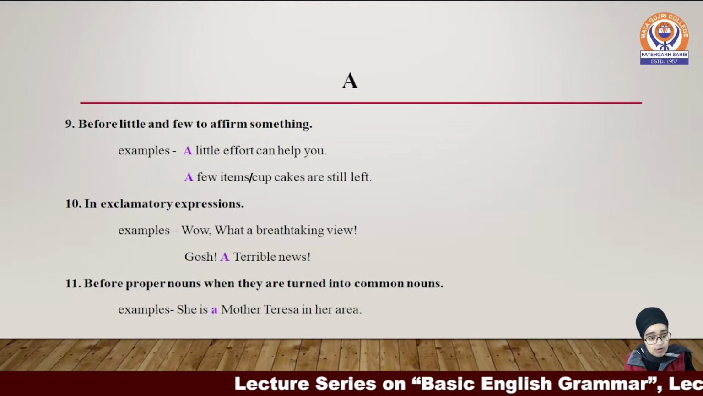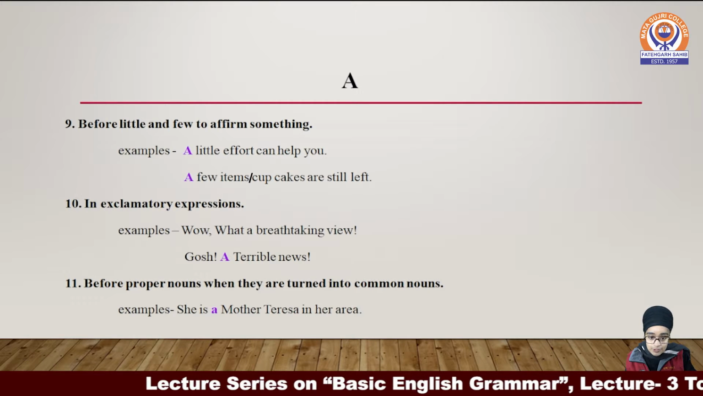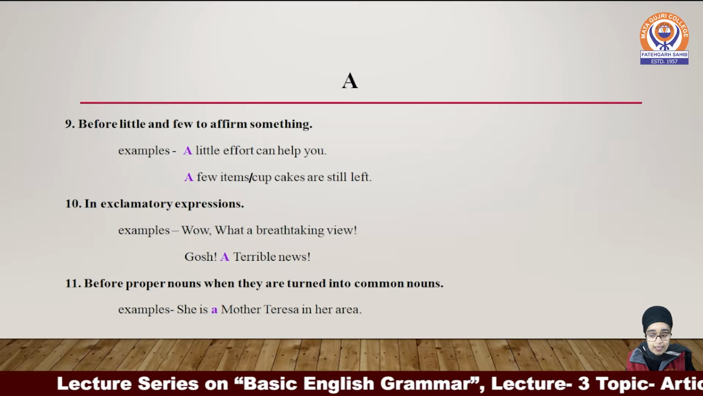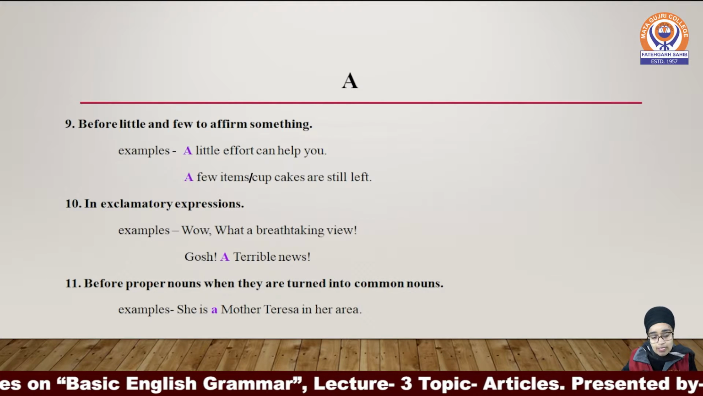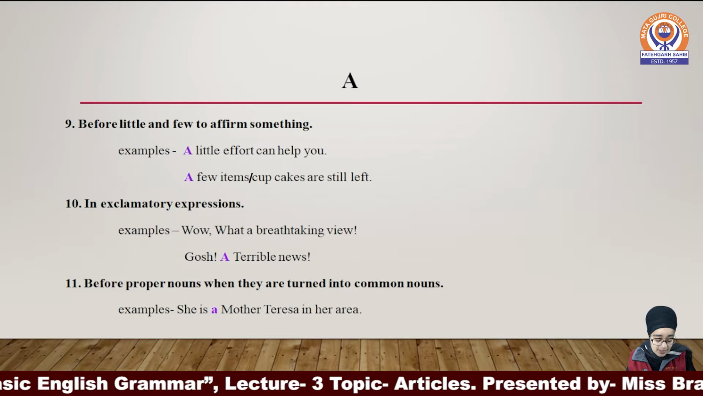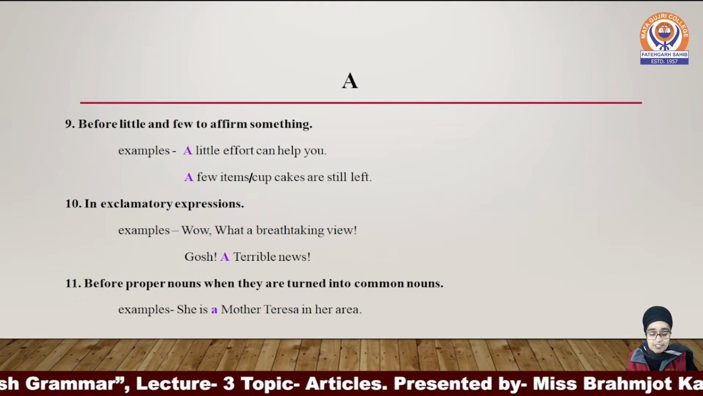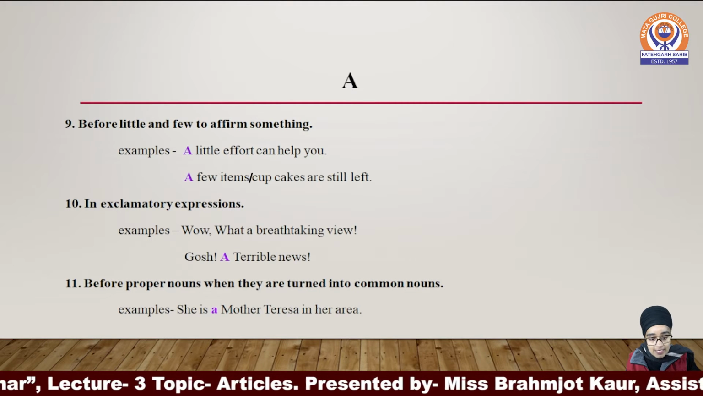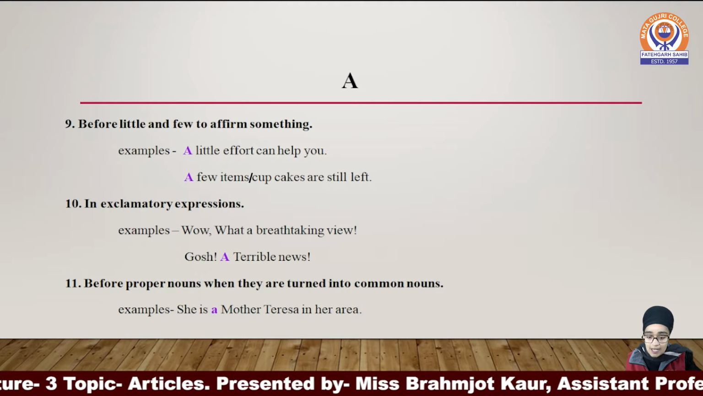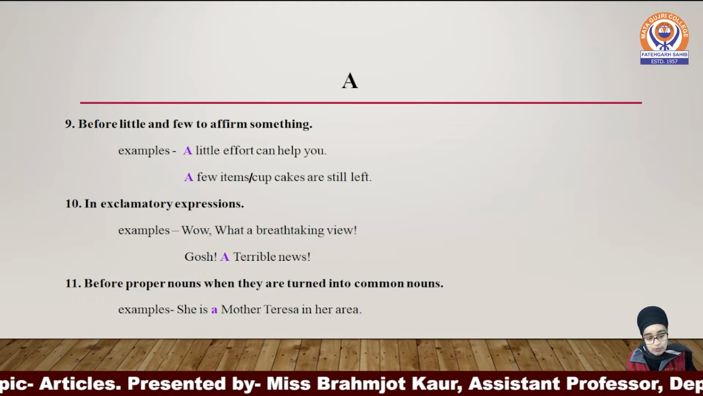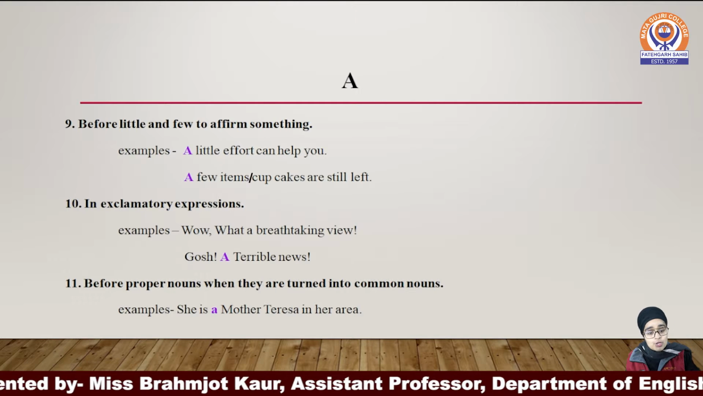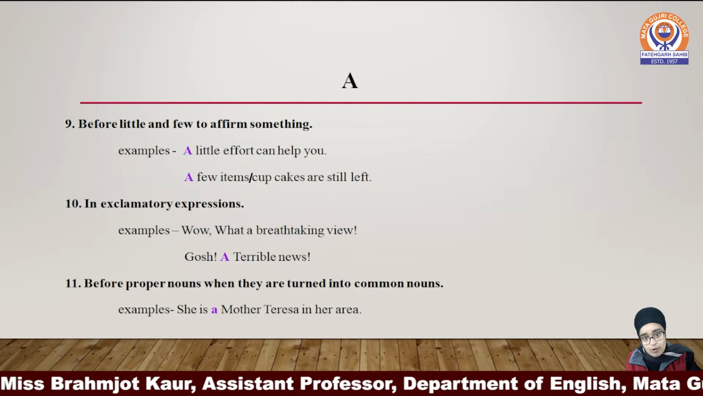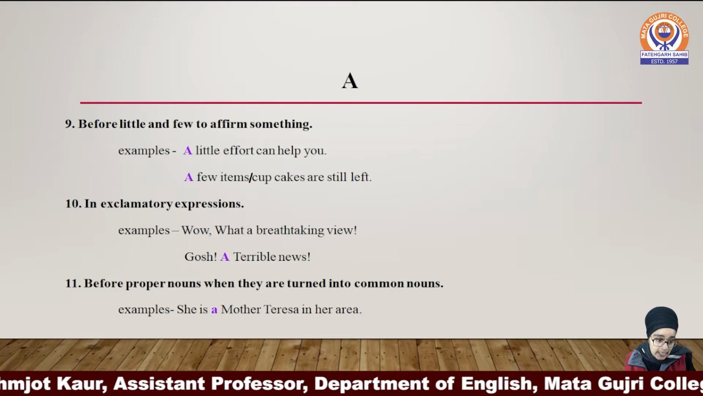Ninth, before the words little and few, we will use the article a if I am trying to tell you a positive information, if I am trying to affirm something. Example, a little more effort can help you. A few items or a few cupcakes are still left for usage. So, in all these sentences where you use little and few to affirm something, to give a positive remark, you will use the article a.